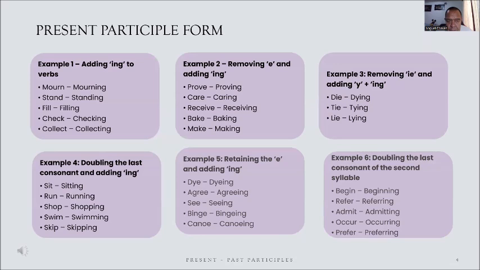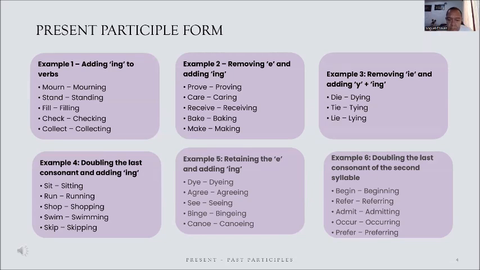Forming a present participle does not take much effort, as all you have got to do is add ing to the end of the main verb. In most cases, you can simply add ing, but there are times when you will have to remove the e before adding ing for verbs ending in e. There are, however, exceptions to this.